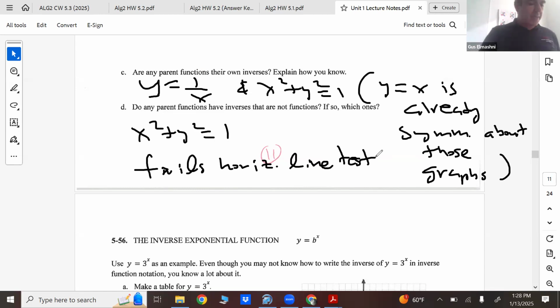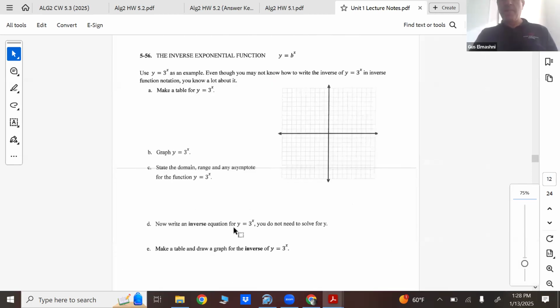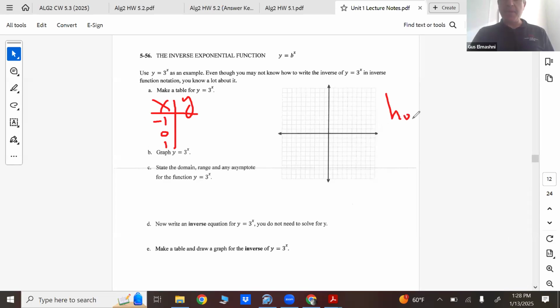All right, let's move on to page 12. I'm going to give you guys a little bit of a head start. This is a very nice discovery example. What I want you to do is make a table. I'll walk around and help you guys out. I want you to plug in -1, 0, and 1 and graph it. That's super easy. There is a horizontal asymptote, so keep that in mind. I do want you to give me the domain and range.